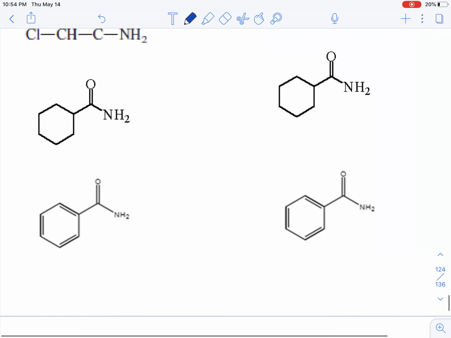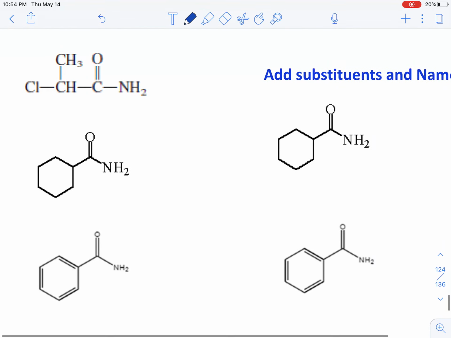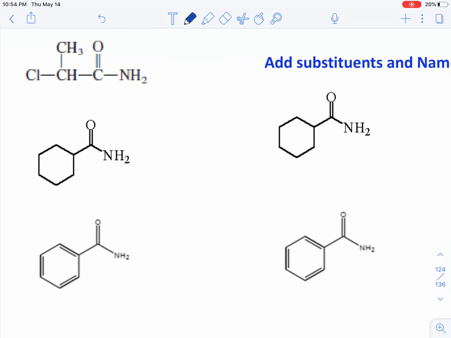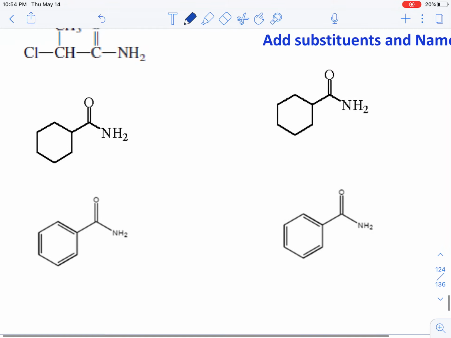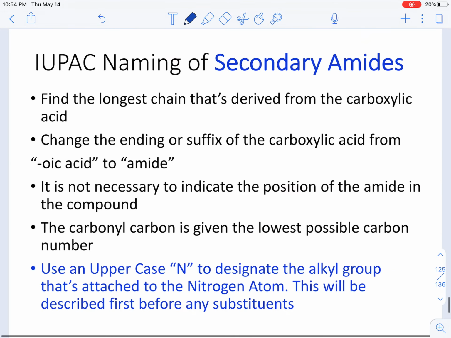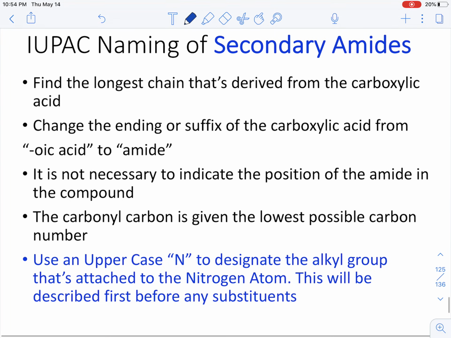So I'm going to go ahead and skip the cyclic rings. I believe the answer is in your PowerPoint if you guys want to challenge yourself. And so I'm going to go ahead and move on to secondary amides. And so for secondary amides, once again, we're going to find the longest carbon chain that's derived from the carboxylic acid. And we're going to use a suffix amide to represent that we have our functional group amide.